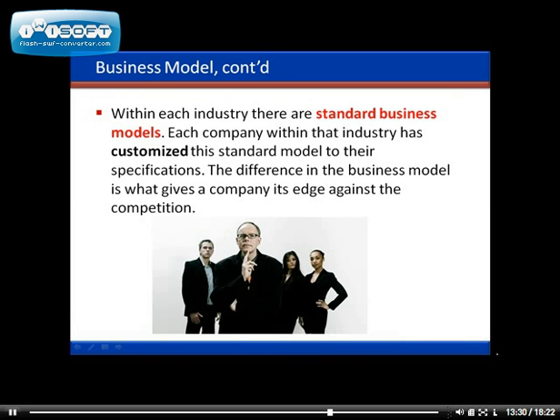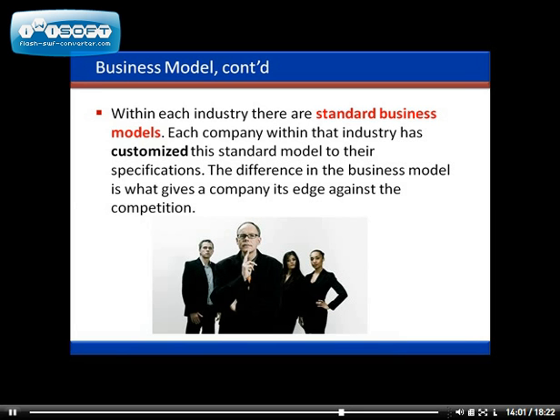Within each industry, there are standard business models. Each company within that industry has customized the way the industry works to their specifications, or the way that it best fits their business strategy. The difference in business model is what gives a company its edge against the competition. I know that seems a little jumbled up and confusing.